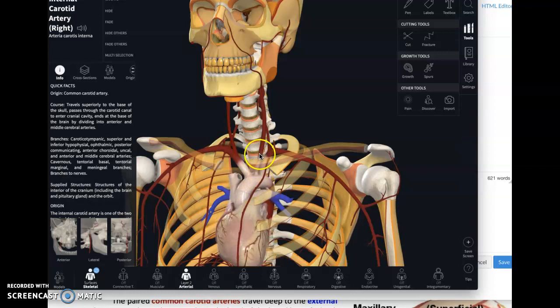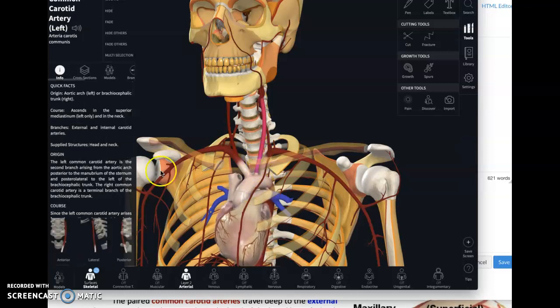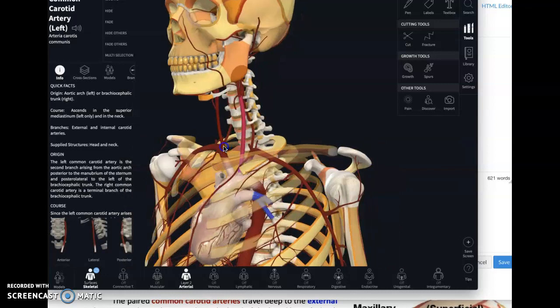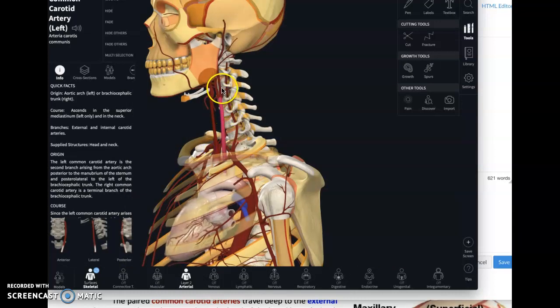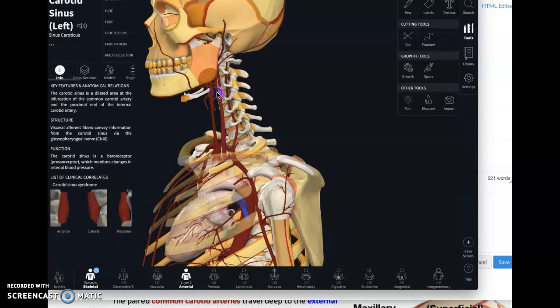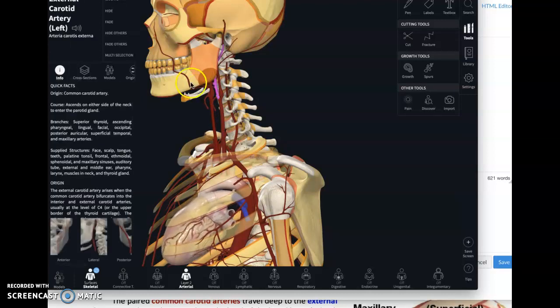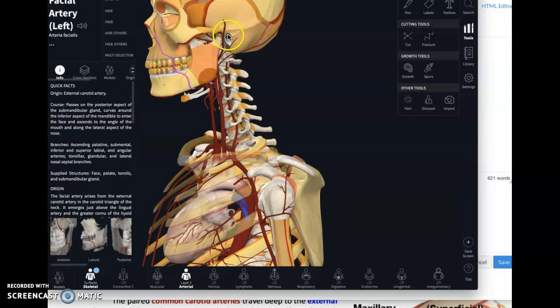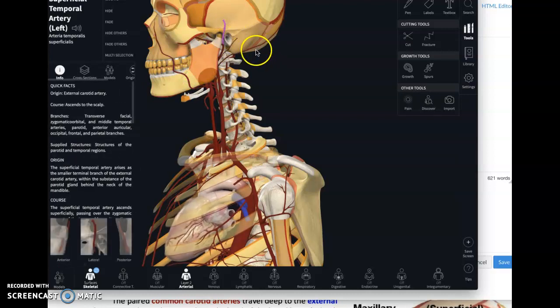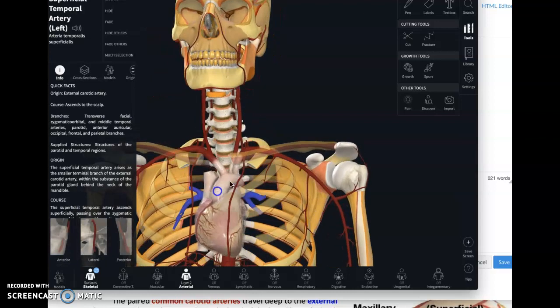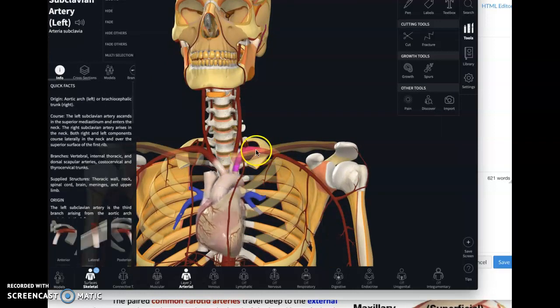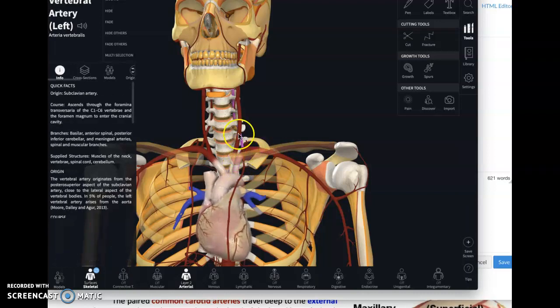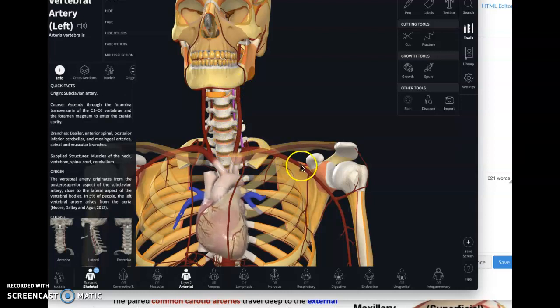On this side, we have the common carotid on the left side, so the left common carotid. What a surprise, it breaks into the internal carotid and the external carotid. The external carotid gives rise to the facial, temporal, and occipital. We have then the subclavian. So this is the subclavian artery on the left side. It is going to have the vertebral artery coming off of it, and it is going to go to the arms. So that's what I want you to label for the pinning.